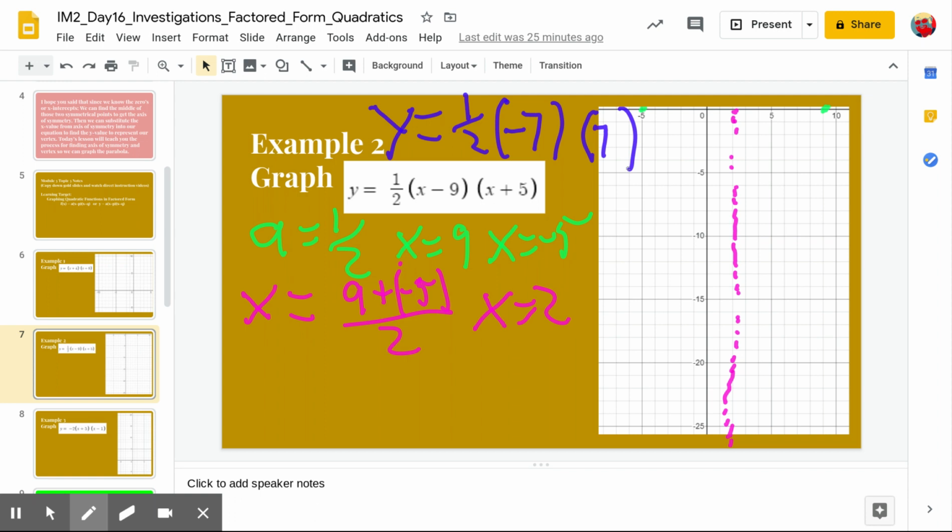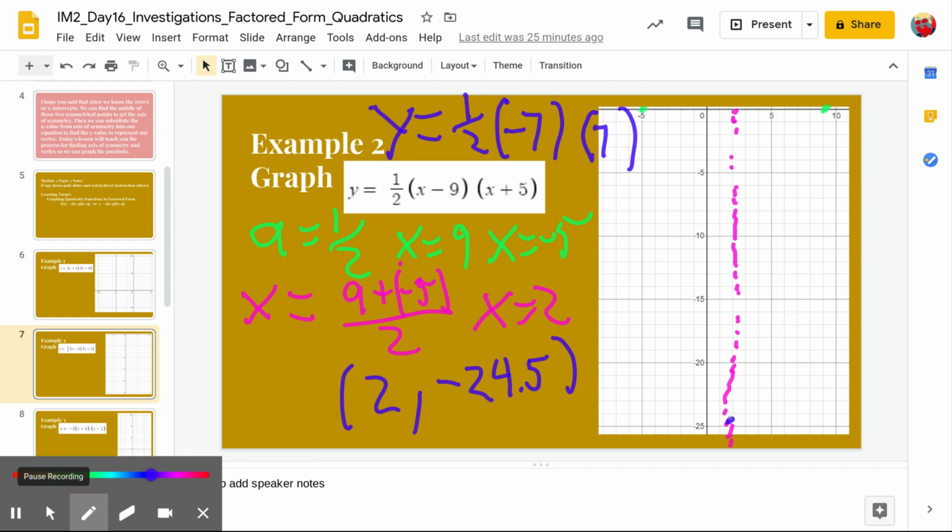So my vertex is (2, -49/2), which is also known as -24.5. So it's way down here, -24.5. There is my vertex. Okay, now we can use the a value to quickly graph the parabola.